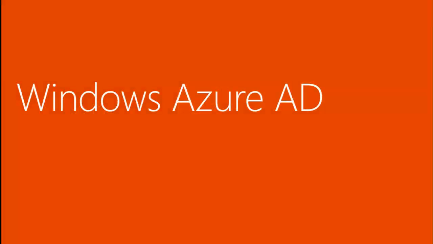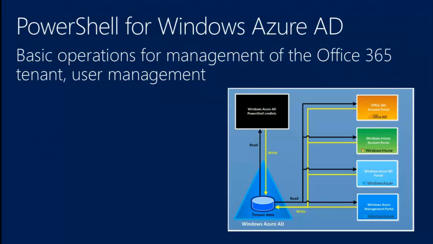All right, so let's start off with managing the Windows Azure Active Directory. Basically, what PowerShell for the Windows Azure Active Directory does, it'll allow you to perform some basic operations for the management of your Office 365 tenant, or perform user management tasks. When you're a partner, you can manage your customers' tenants with your delegated administration credentials, just by supplying the tenant ID of the specific tenant you want to administer.